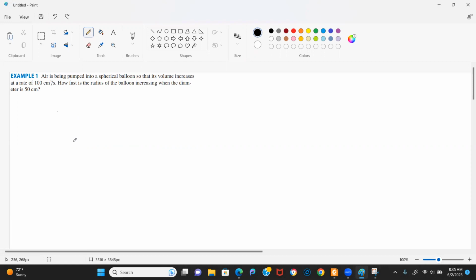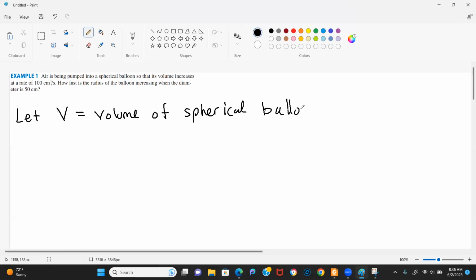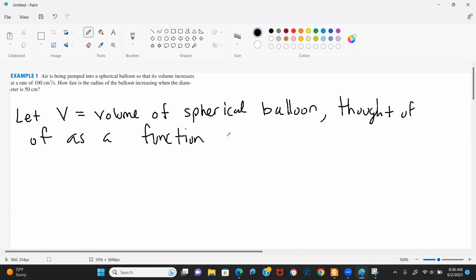So the best way to proceed in this problem is to start setting up some notation. So what we'll do is we're going to let V represent the volume of the spherical balloon. And we're going to think of it as a function of time. So it's some function of time.